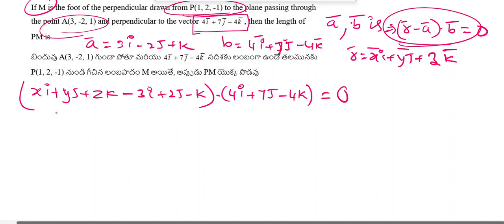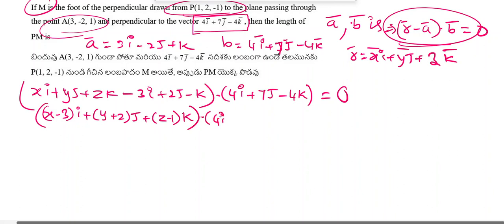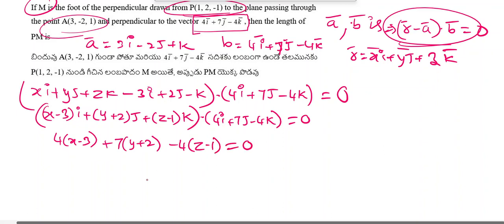This is (x minus 3) into i bar, taking i common, and y common, (y plus 2) into j plus (z minus 1) into k, dot 4i plus 7j minus 4k is equal to 0. So now applying the dot product, that is 4 into (x minus 3), 7 into (y plus 2), minus 4 into (z minus 1) is equal to 0. This is 4x minus 12 plus 7y plus 14 minus 4z plus 4 is equal to 0.